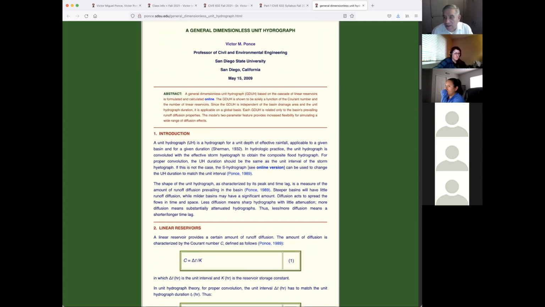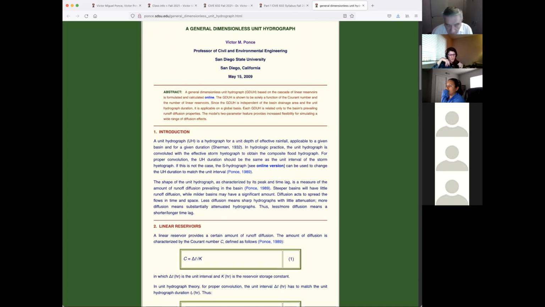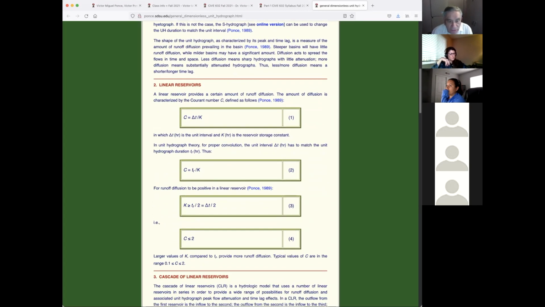So what we did in here is this: by generalizing and by making it dimensionless, we took out the problem with the duration and with the area. So in the past, you had to tell a duration and you had to tell an area. Now, not anymore. Area and duration were taken out. And the only thing that is input to these basins is the amount of runoff diffusion, which is what you need. And that's given by the 2 parameters of the Cascade linear reservoirs, meaning the Courant number and the number of reservoirs. So here we talk about the theory of linear reservoirs.